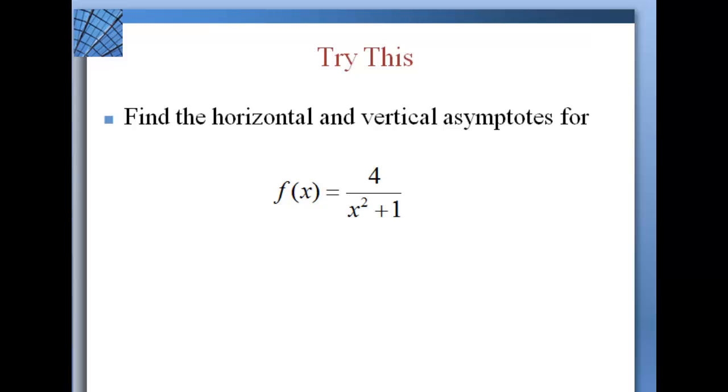Try this one. Find the horizontal and vertical asymptotes for f of x equals 4 over x squared plus 1. Put it on your calculator and see what you get.